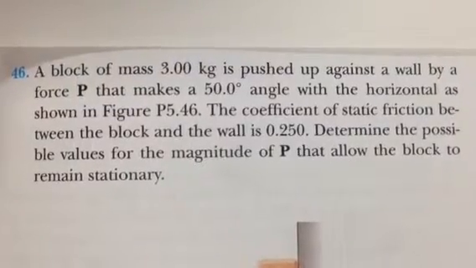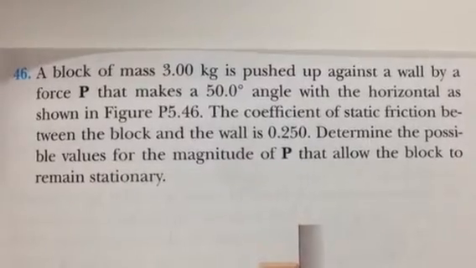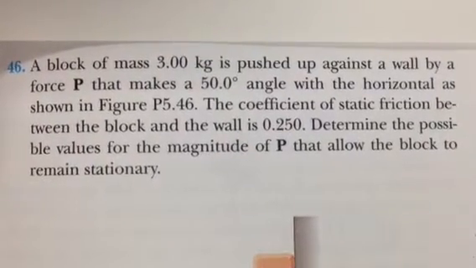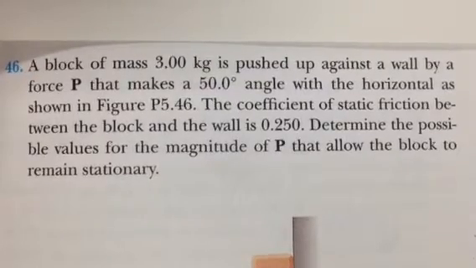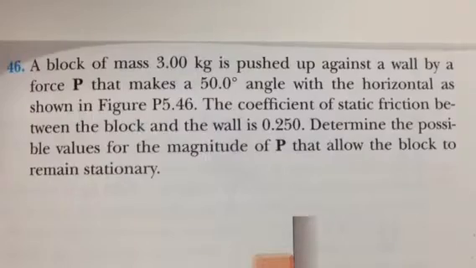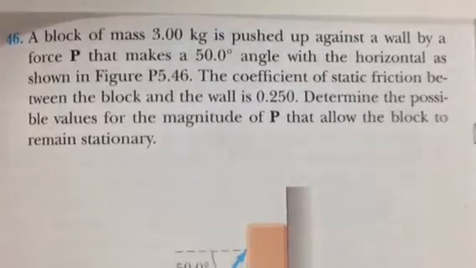A block of mass 3 kilograms is pushed up against a wall by a force P that makes a 50-degree angle with the horizontal as shown in figure 46. The coefficient of static friction between the block and the wall is 0.25. Determine the possible values for the magnitude of P that allow the block to remain stationary.